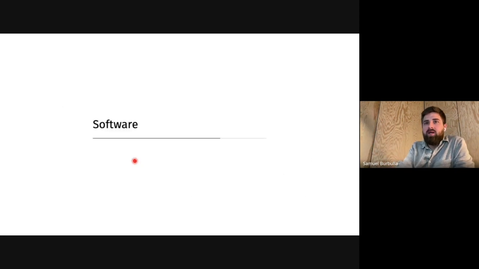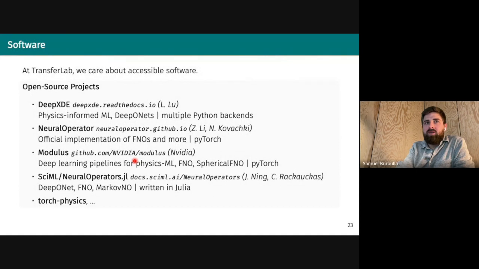Let's do this quickly. We care about software at TransferLab, so I would like to give you a list if you want to try out neural operators or operator learning. There are some frameworks available. One of these is DeepXDE. It's developed by the inventor of DeepONets, which is a framework for physics-informed machine learning, implementing DeepONets and physics-informed DeepONets. It's a Python framework with several machine learning backends.